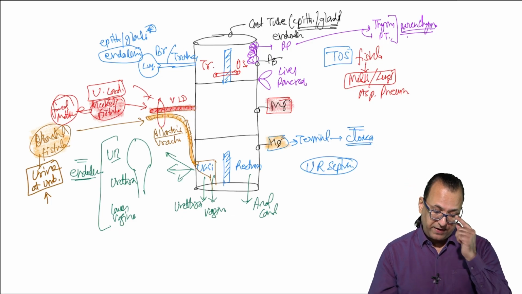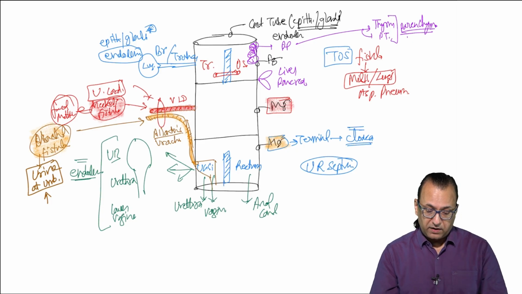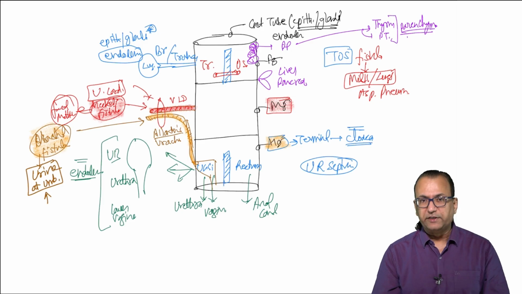So here not only have we seen the derivatives of endoderm, but also some of the anomalies which will be discussed in detail in the abdomen region and pelvis perineum region.